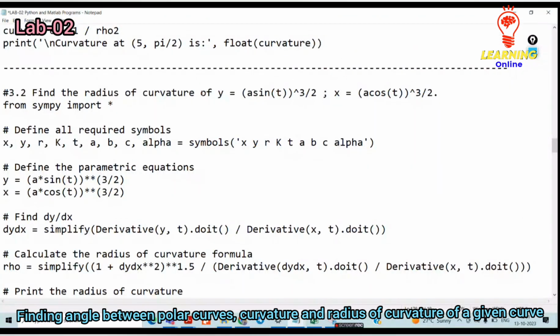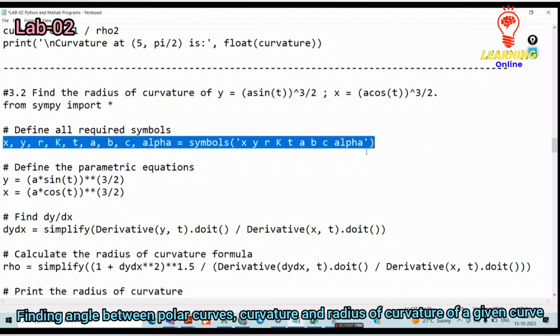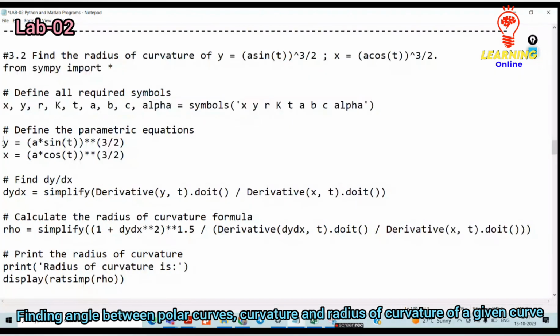Okay, find the curvature: y equal to a sin t raised to 3 by 2, x equal to a cos t raised to 3 by 2. For this, I have to call SymPy, then define all the variables that are required. Then the x expression and the y expression: y is equal to a sin t raised to 3 by 2, x equal to a cos t raised to 3 by 2.